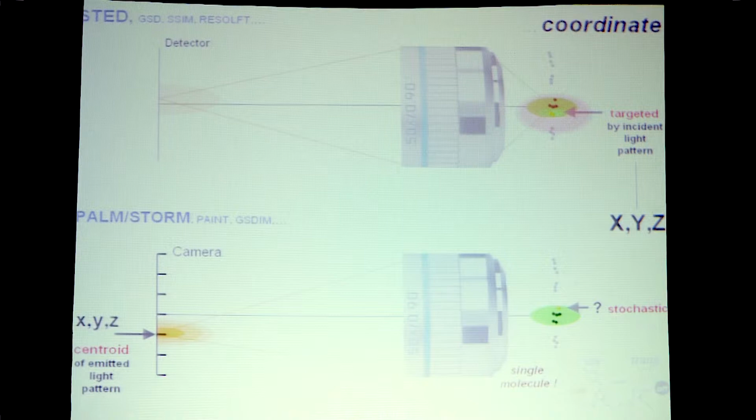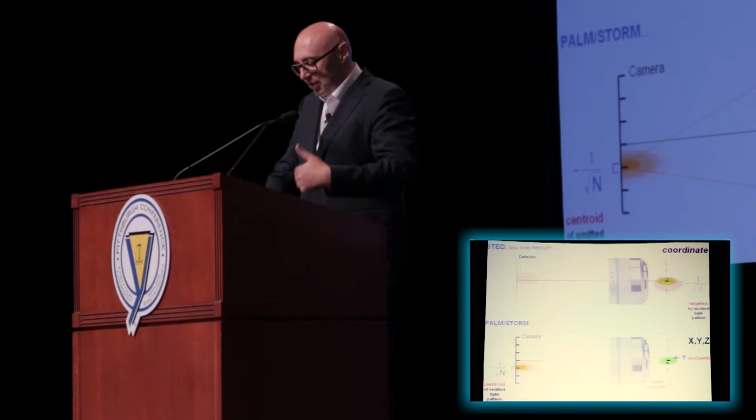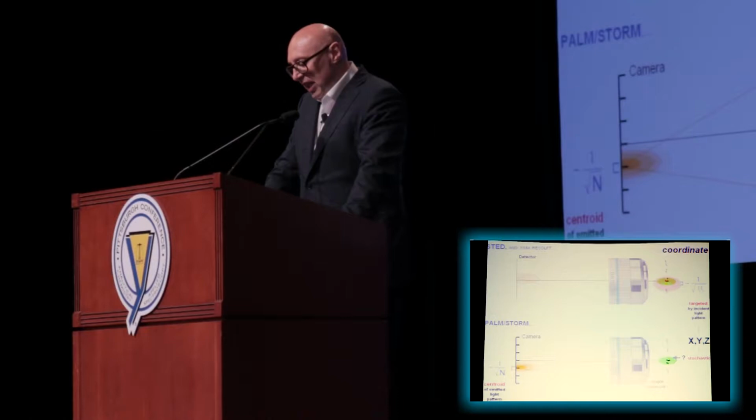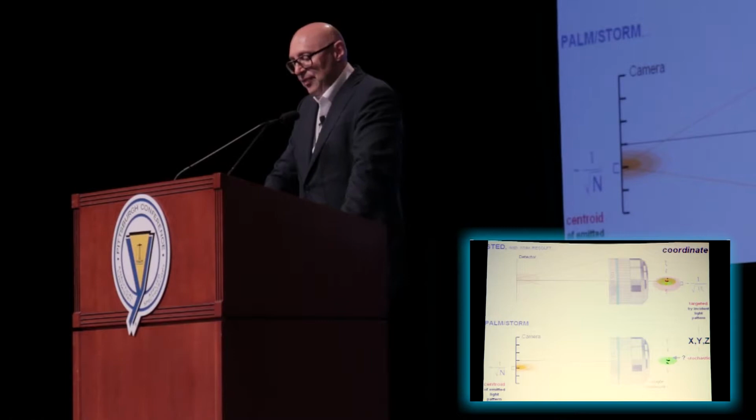And this has been known for a long time. As a matter of fact, if you have many photons, n photons, the more photons you have, the better the precision that you can get of the position of the molecule. So the larger n, the number of photons, the better the precision. So it's the calculation of the centroid and hence the position.